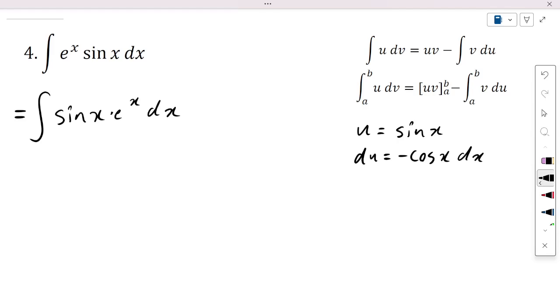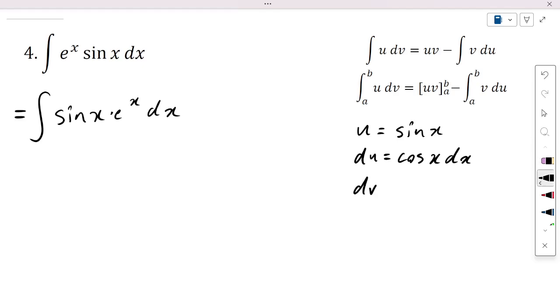Oh no, sorry, that's the wrong one. I was thinking about the integral. You see, this thing's ruining me. It's going to be positive cosine x with respect to x, like that. Okay. Now we need to let dv equal e to the power of x with respect to x.